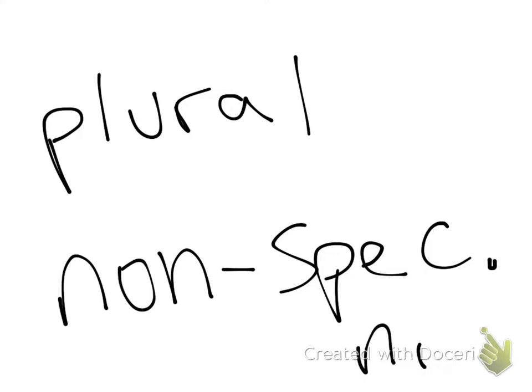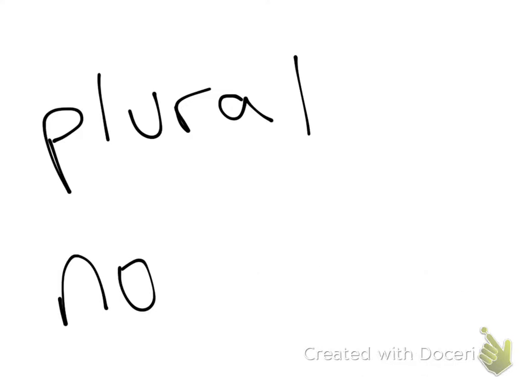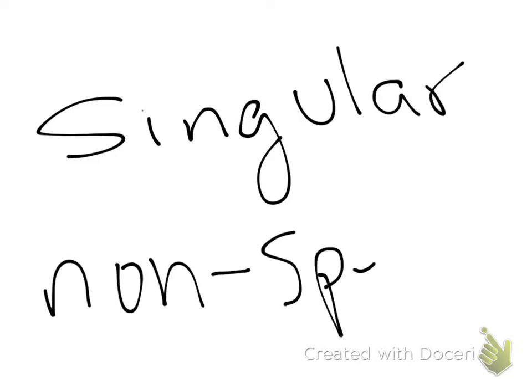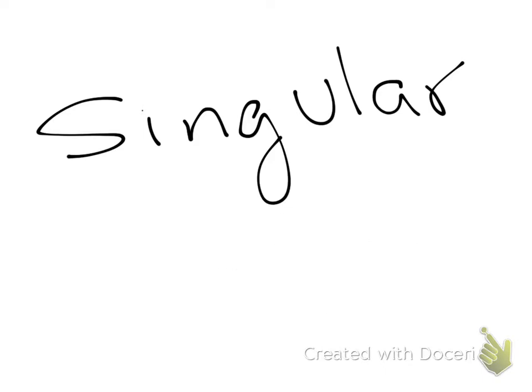And our last one is for plural. No, sorry, it'd be singular and non-specific again. So ask your neighbor or yourself which one you would use for this. So this would be se. So se would be your answer.